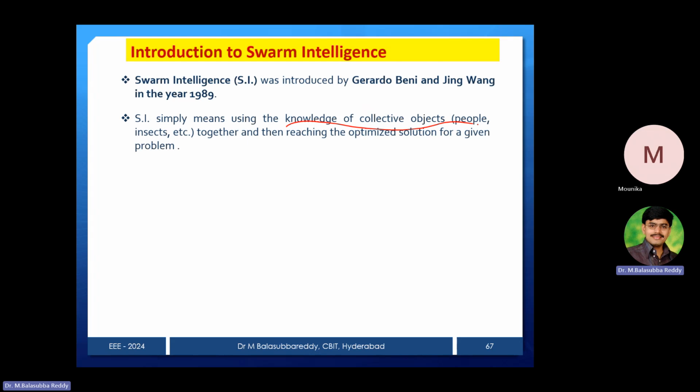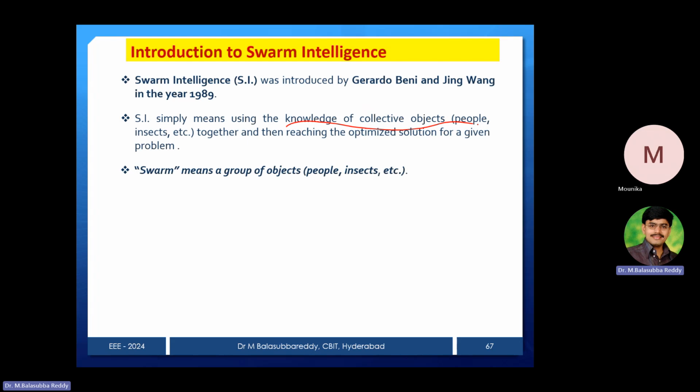Many optimization algorithms use this approach only. What does swarm mean? Whether it is insects or animals or people, the only thing here is the knowledge of collective objects, or knowledge of collective insects, or collective people or animals. Based on their natural approach, we are converting it into a problem, and we are finding the swarm intelligence. Using the swarm intelligence, we are going to find the optimal values.